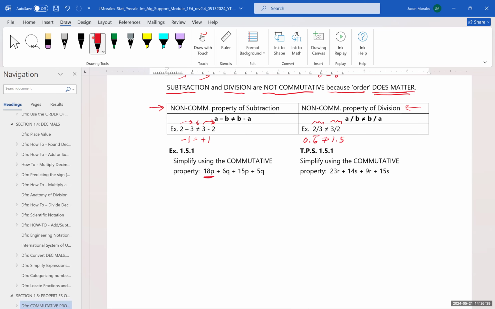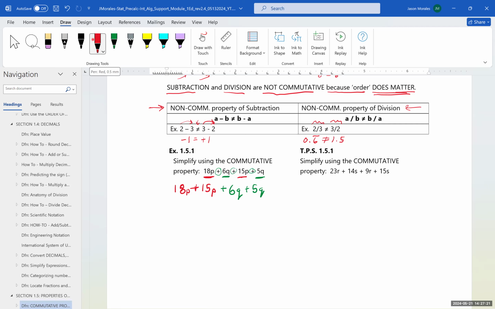So 18p and 15p are like terms. So we can group those together, 18p and 15p, with addition. And then we have two other terms, 6q and 5q. Those are like terms. And then we can add those two together like that. So we're kind of reforming this expression, and we can reform this expression in a different order because addition is commutative and order doesn't matter.